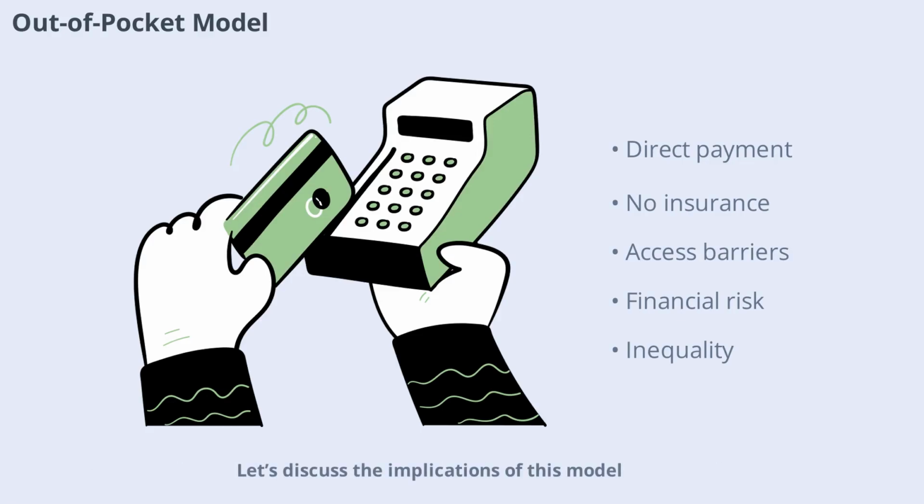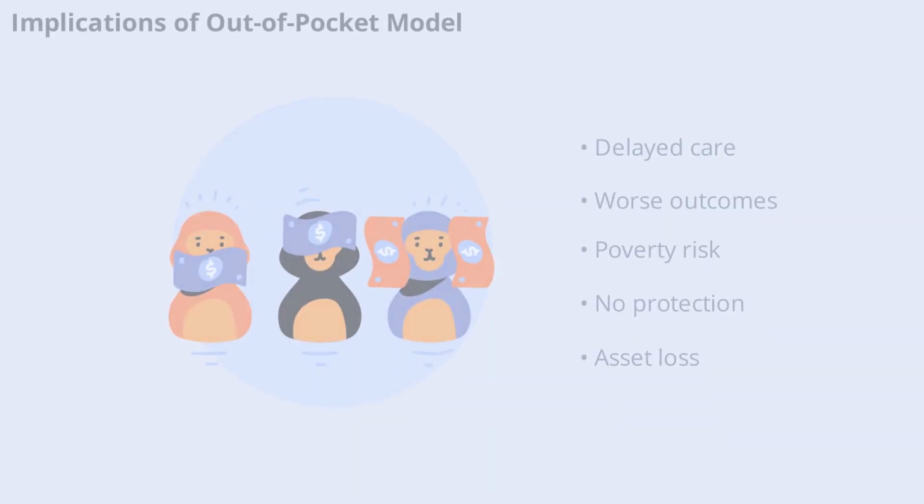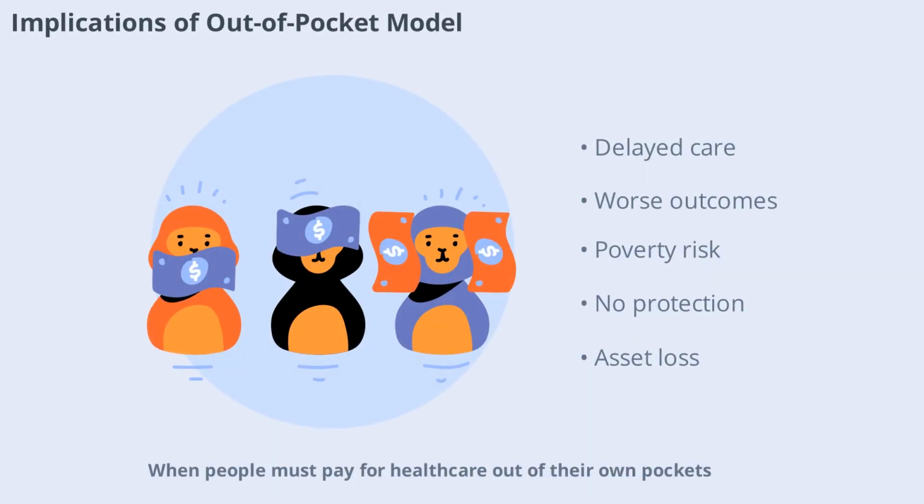Let's discuss the implications of this model. People must pay for healthcare out of their own pockets. Many may delay or avoid seeking care due to cost. This can lead to worse health outcomes and increased poverty, as families may have to sell assets or go into debt to afford treatment.